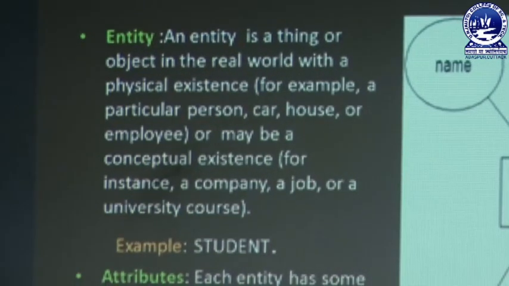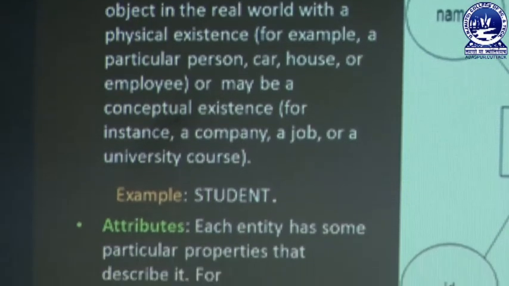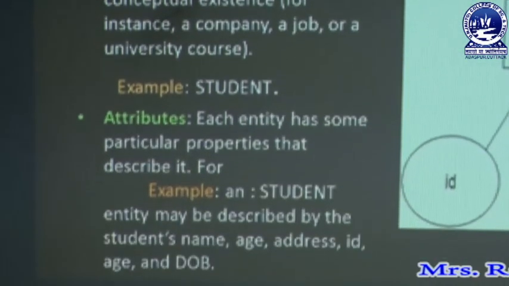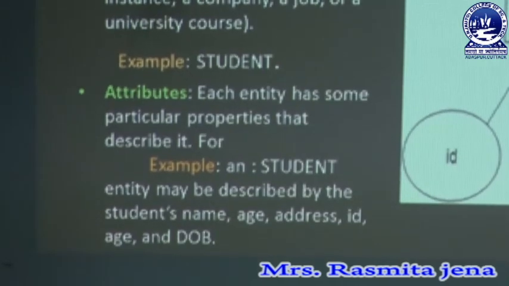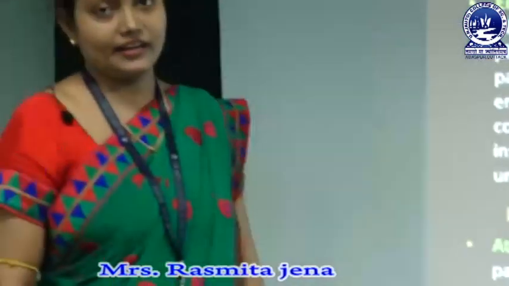I already explained you about attribute. Attribute is what? That is the properties or characteristics of entity which is used to define an entity. So, property and characteristics means what? A student having some property, that is name, role, mark, and using this property we can define a particular student or we can define a particular entity.